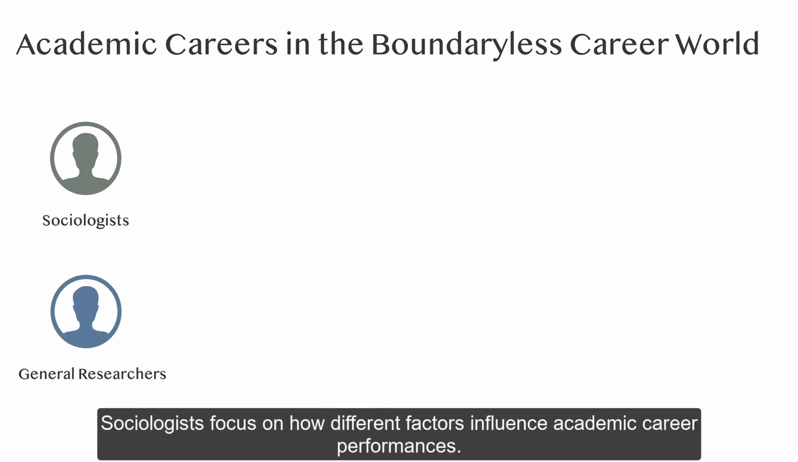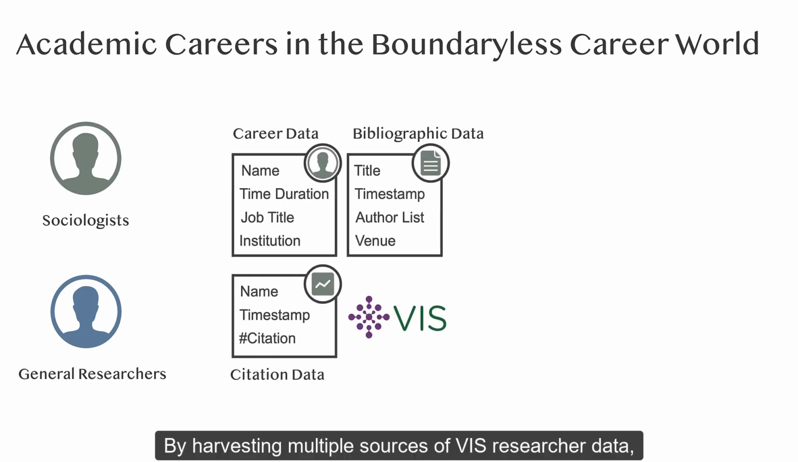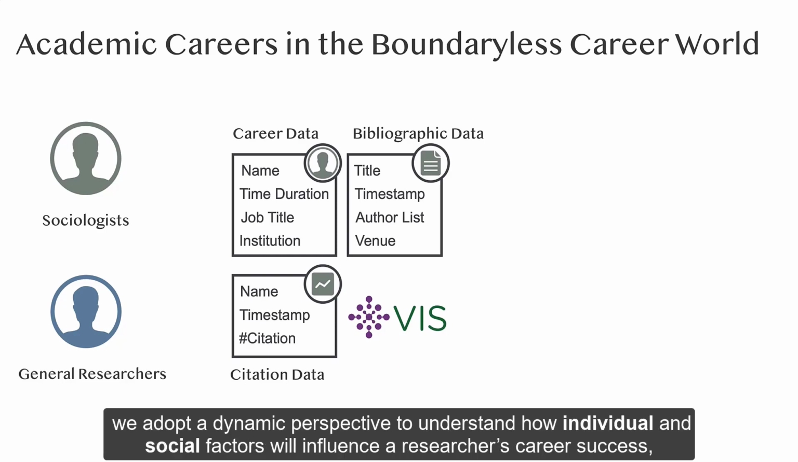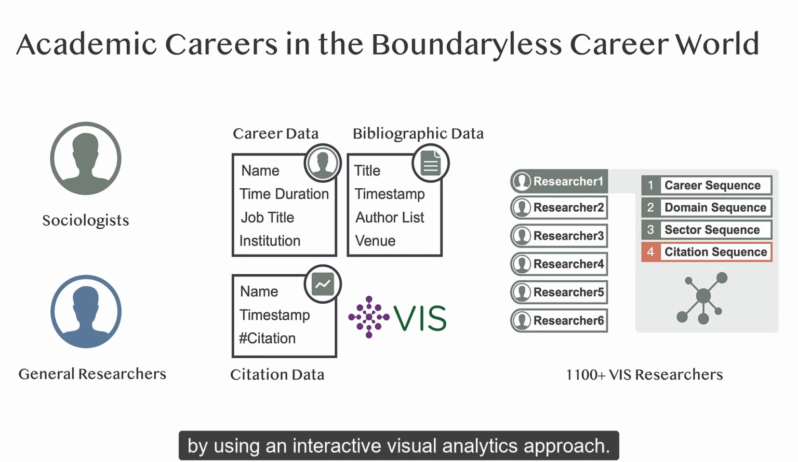Sociologists focus on how different factors influence academic career performances. General researchers are concerned with how to raise scientific productions and achieve their career success. By harvesting multiple sources of these researcher data, we adopt a dynamic perspective to understand how individual and social factors will influence a researcher's career success by using an interactive visual analytics approach.